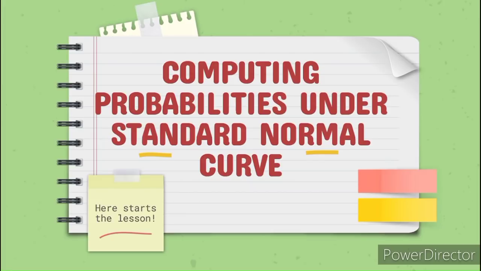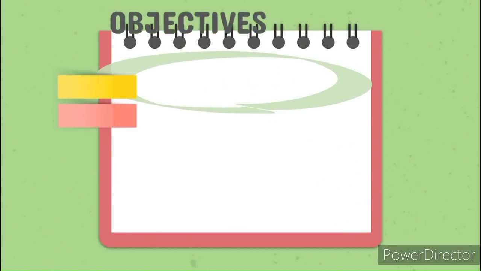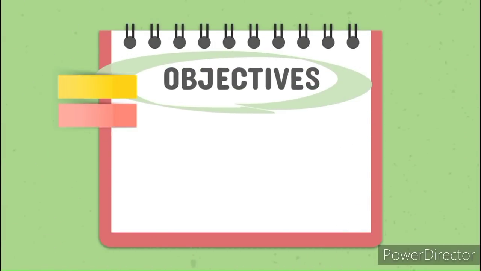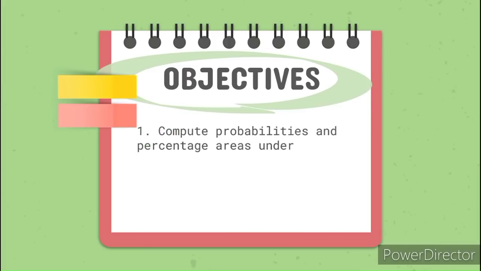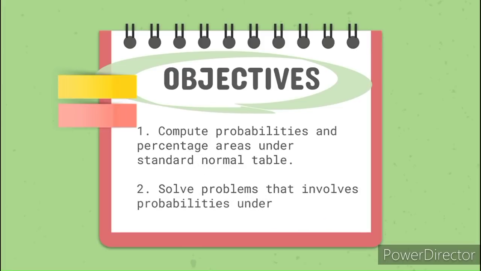Meron tayong dalawang objectives. First one is, of course, to compute probabilities and percentage areas under standard normal curve. And second is to solve problems that involve probabilities under normal curve.